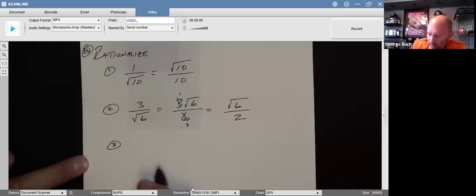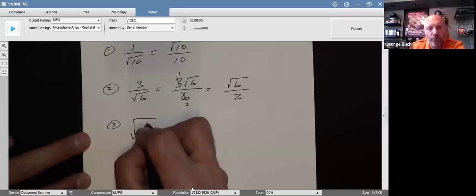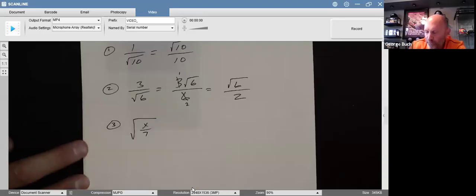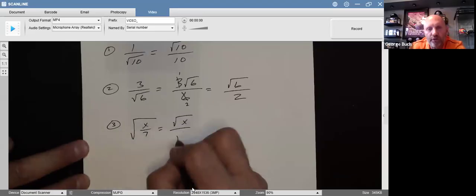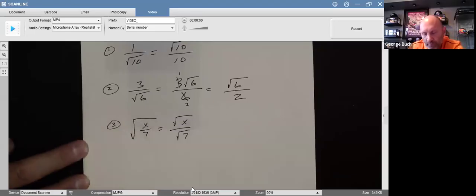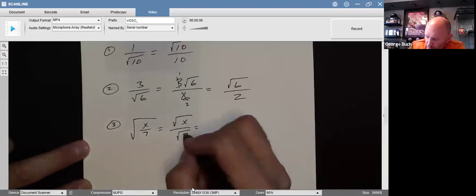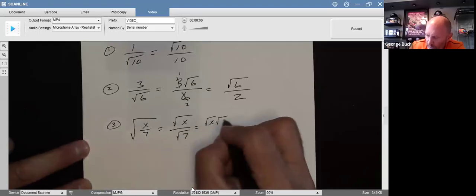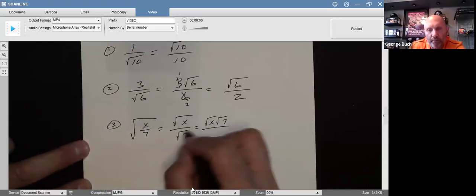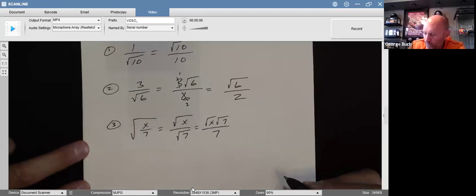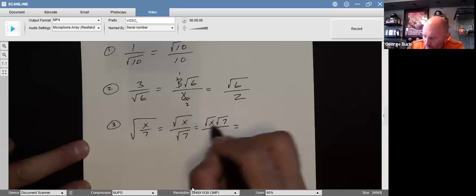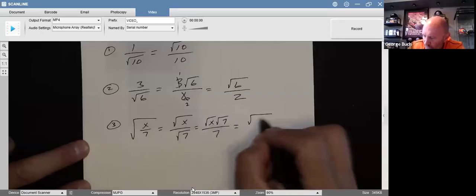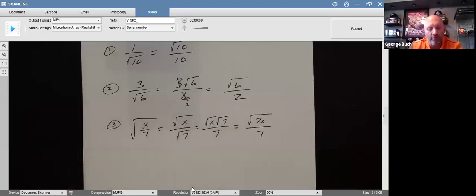Last but not least, what if I have square root of x over 7? Well, the first thing I need to do is break this apart with my radical rules. So this is like square root of x over square root of 7. Now multiply the top by the root, if we're doing the shortcut, and get rid of the root symbol on the bottom. But again, I want to simplify this, so using your radical rules, they have the same root, so multiply what's underneath. So I get square root of 7x over 7.